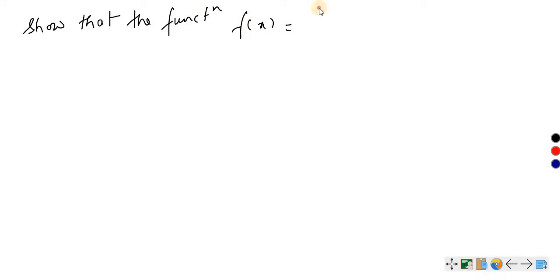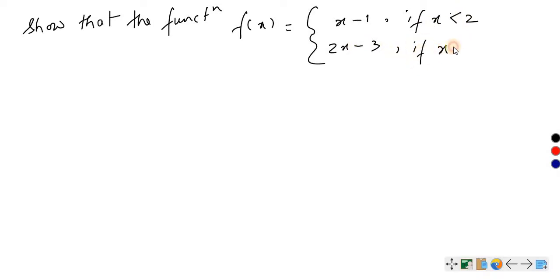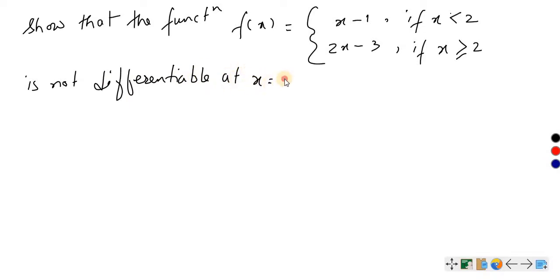Okay, let us see another example. Suppose we have the question: show that the function f of x is equal to x minus 1 if x is less than 2, and 2x minus 3 if x is greater than or equal to 2, is not differentiable at x equals 2. Okay, so this is the question we have got. Let us see how we can proceed for the solution.